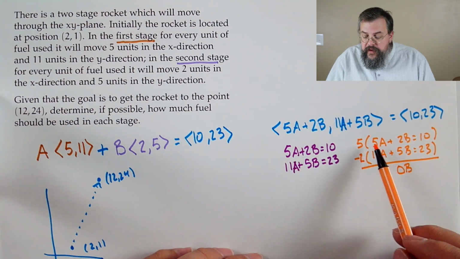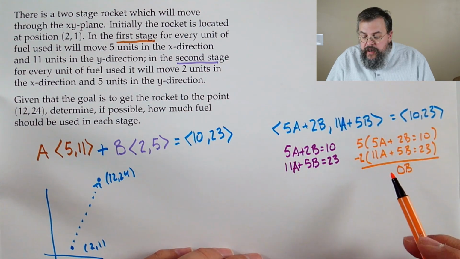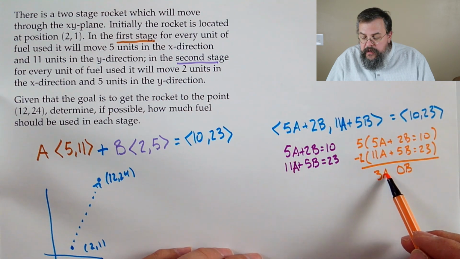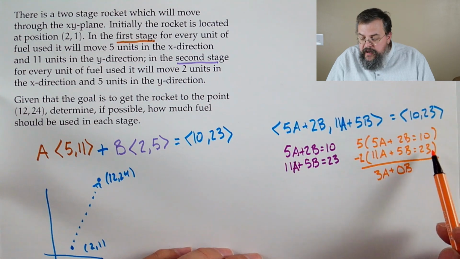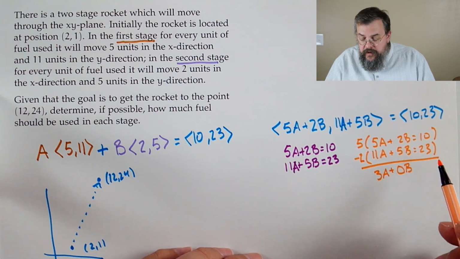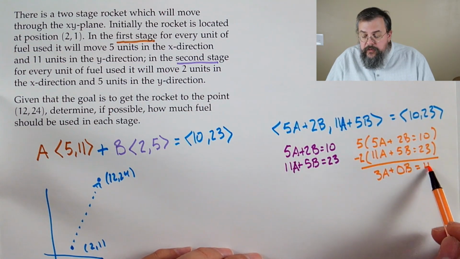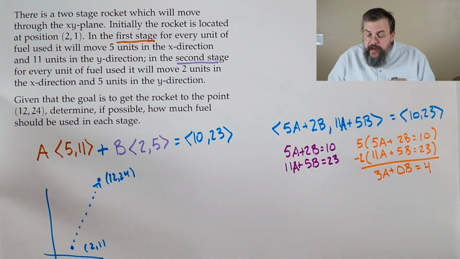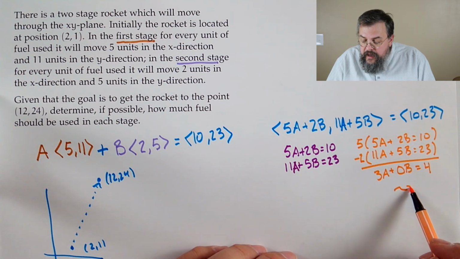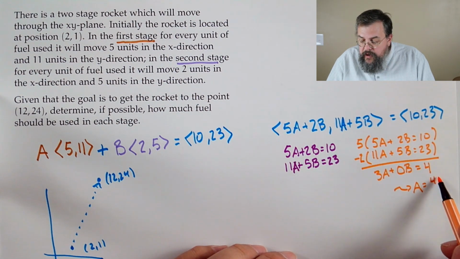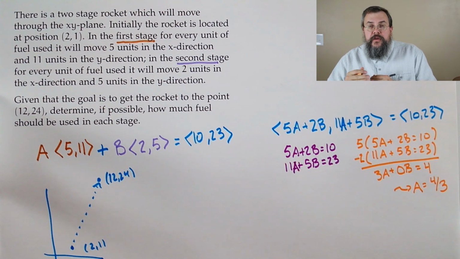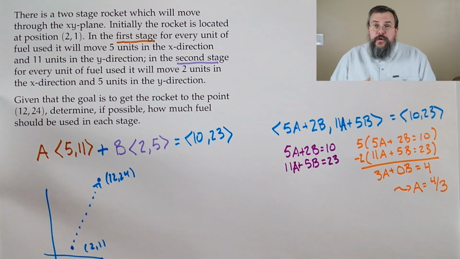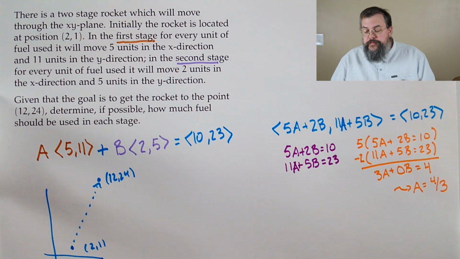Here we have 25a minus 22a. Well, that's 3a. And then 50 subtract 46. Well, that's 4. Well, that's nice. That's actually pretty simple. So that lets us say that a is 4/3. So that's how much we should spend. We should use 4/3 units of fuel moving in the first stage.